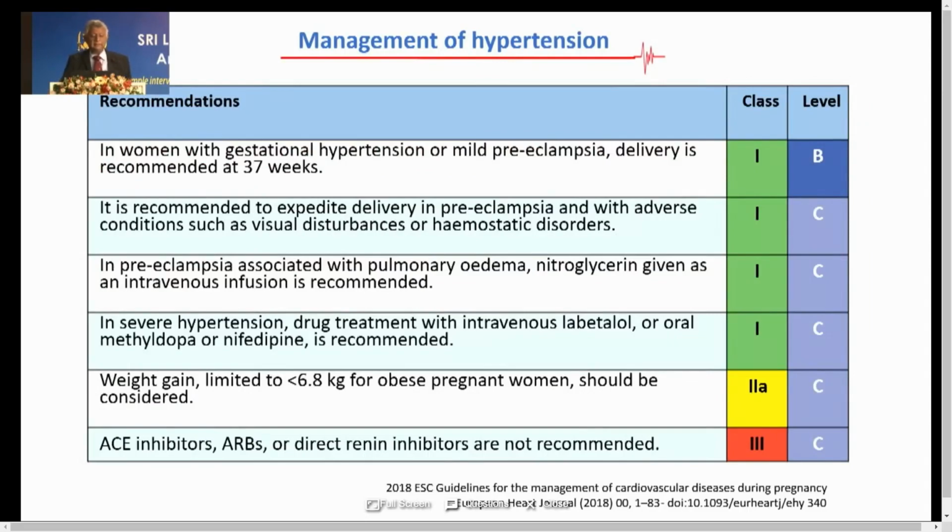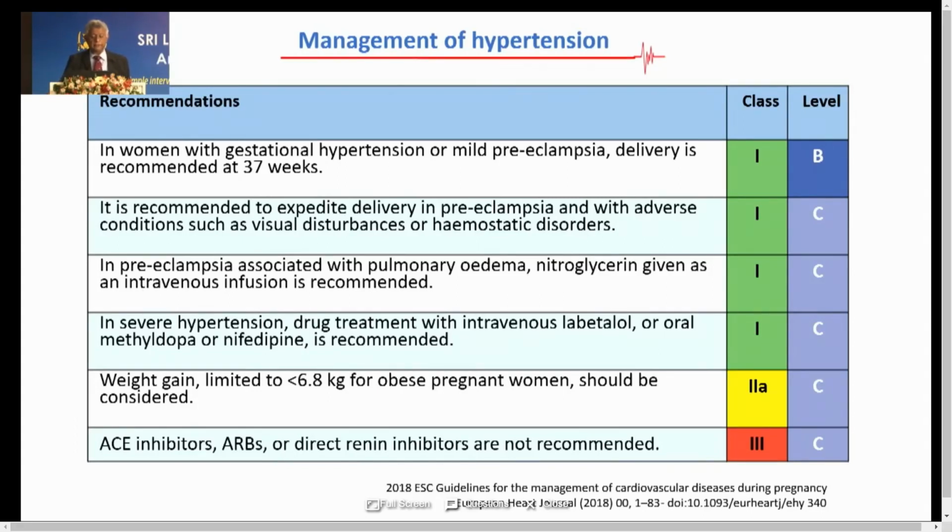In women with gestational hypertension or mild preeclampsia, delivery is recommended at 37 weeks. It is recommended to expedite the delivery in preeclampsia with adverse conditions such as visual disturbances and hemostatic disorders. In preeclampsia associated with pulmonary edema, you have to treat the hypertension with IV nitroglycerin. For severe hypertension, drug treatment with intravenous labetalol, oral methyldopa, and nifedipine is recommended. These are all class 1 recommendations.